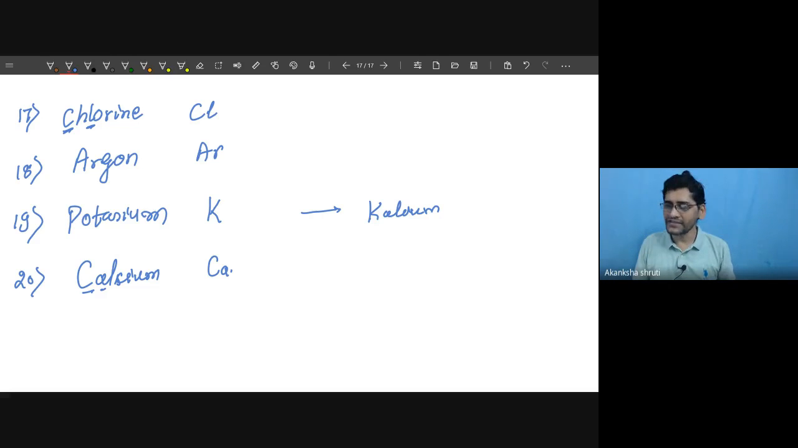If you know this serial number, you can also predict their mass. It is nearly double, but not exactly, slightly greater than double. We will learn those things in the next chapter, but in this chapter we need to keep in mind what the symbols given are and how these symbols are written. Those things are important here.